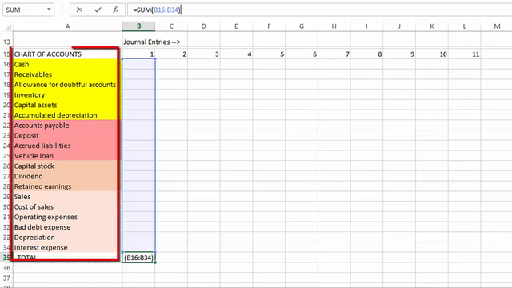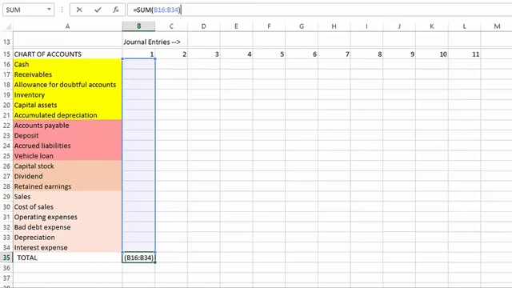Our first step was to put the accounts that we need in column A. I got these accounts from our discussion in our last lesson. These are all the accounts we used in preparing our journal entries. You could also just add the accounts as you go along by inserting new rows.